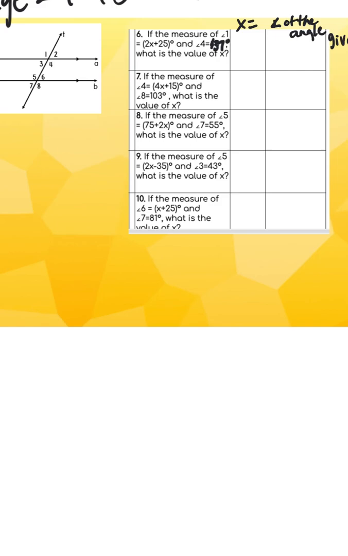Okay, so the first one says angle 1, so number 1, angle 1 equals 2x plus 25. That's given to me right here. Okay, and then it says angle 4 is 137 degrees. Angle 4 equals 137 degrees.